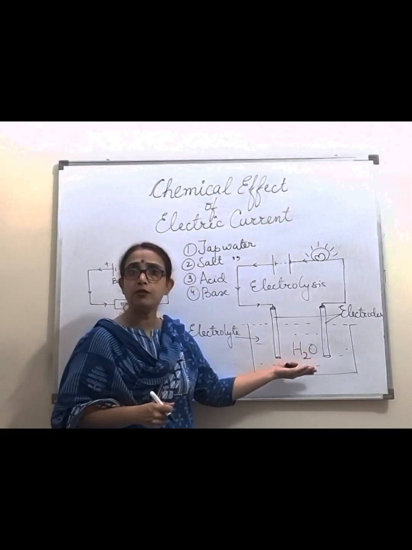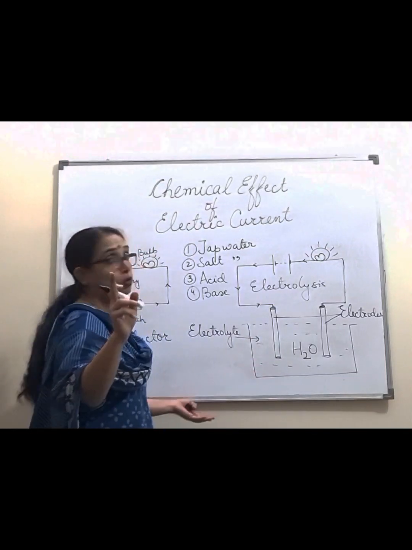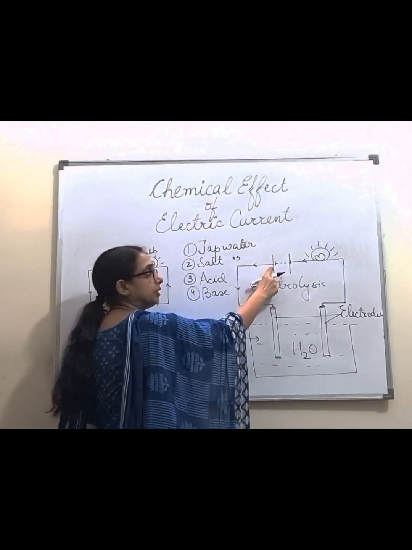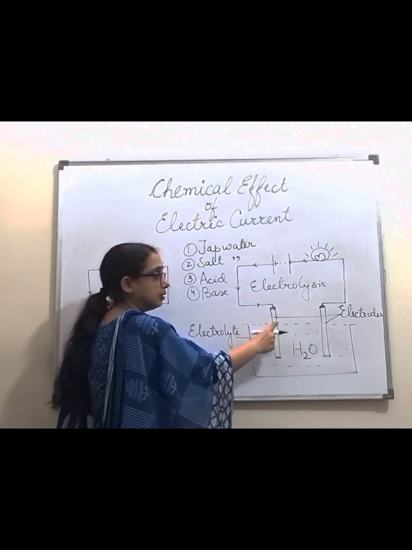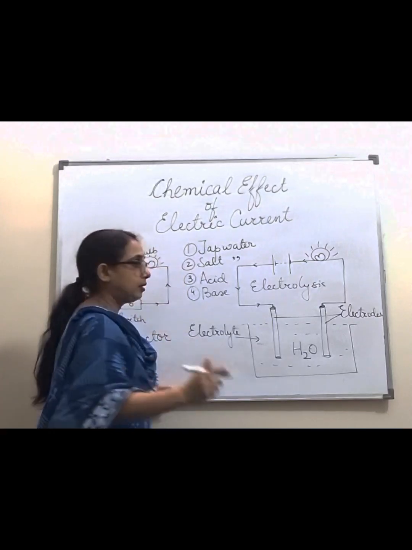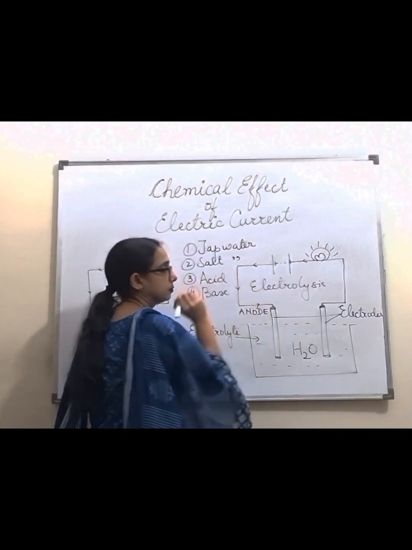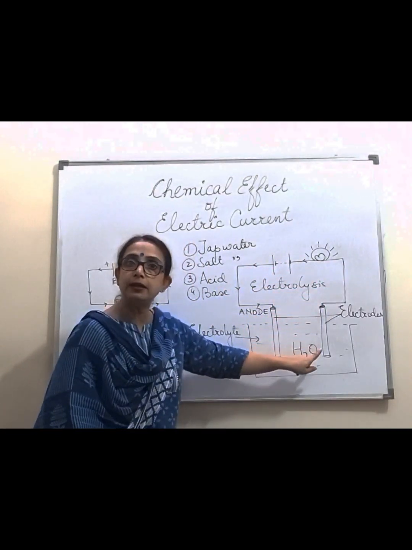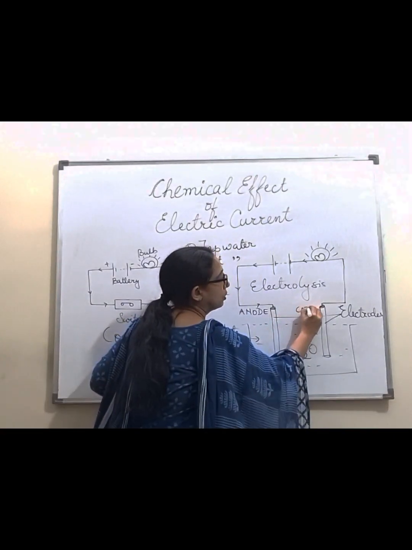Now when water was taken as an electrolyte, before that, one more very important thing. The positive terminal of this battery is connected to this electrode. This electrode will be specially termed an anode. The negative terminal is connected to this electrode. It will be specially termed the cathode.